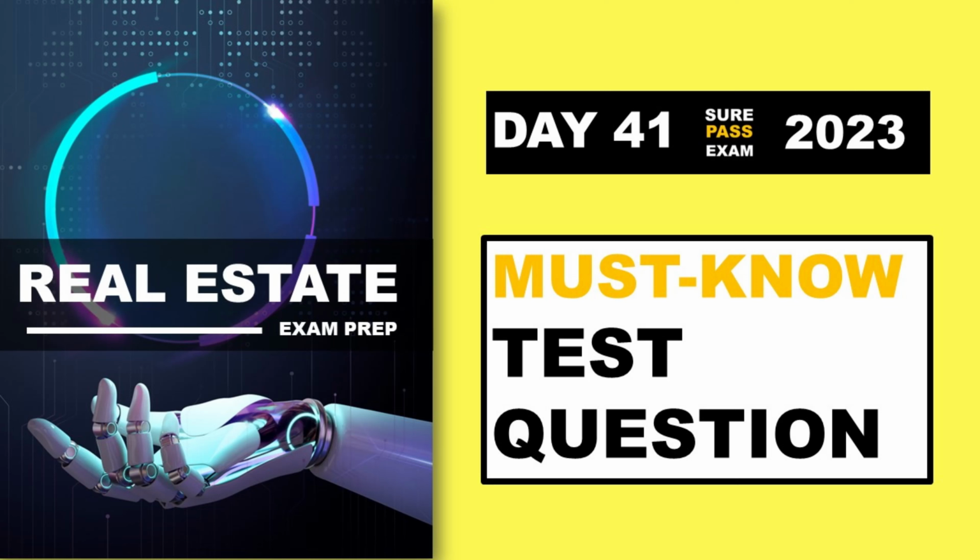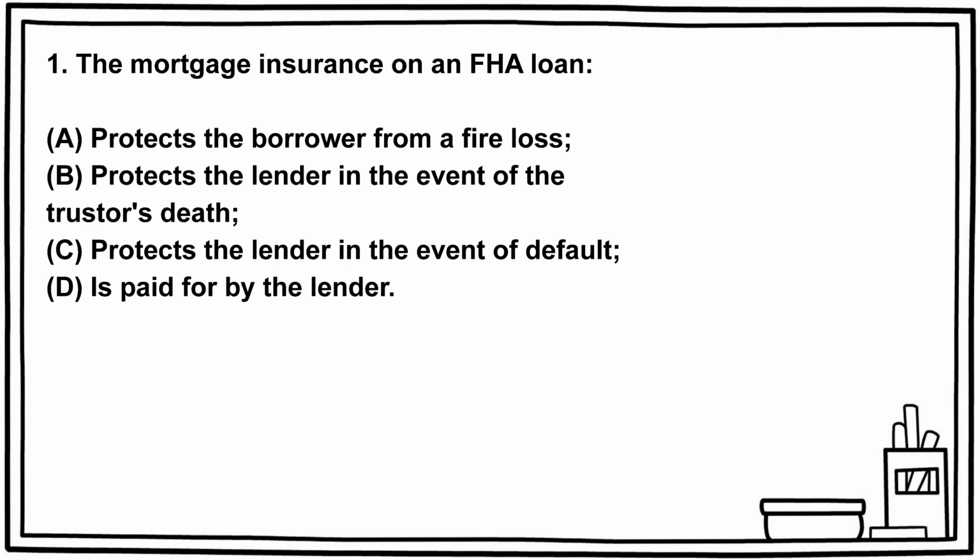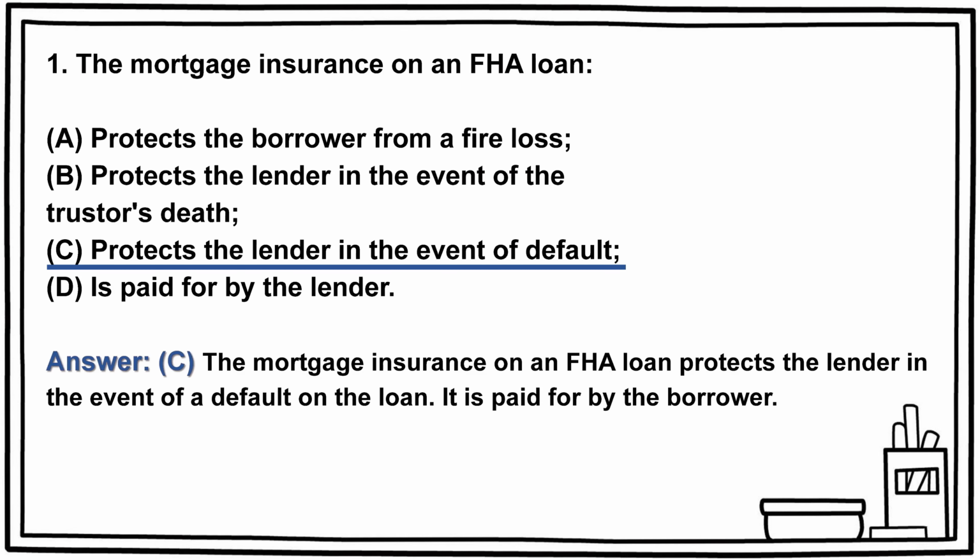Let's start now. 1. The mortgage insurance on an FHA loan. A. Protects the borrower from a fire loss. B. Protects the lender in the event of the trustor's death. C. Protects the lender in the event of default. D. Is paid for by the lender. Answer: C. The mortgage insurance on an FHA loan protects the lender in the event of a default on the loan. It is paid for by the borrower.